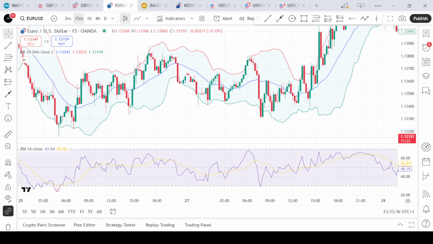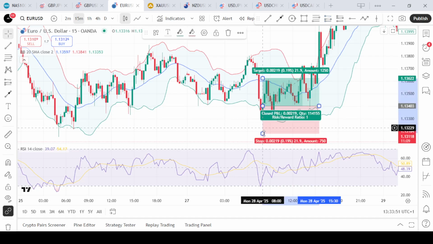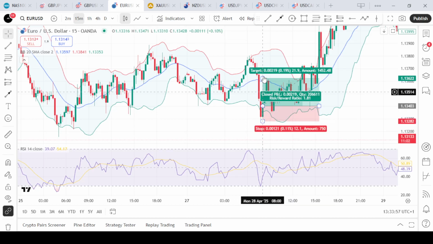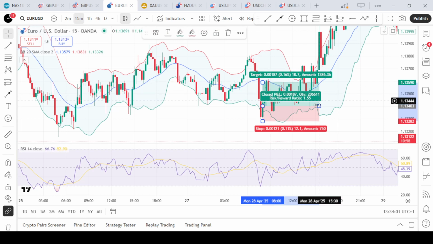How do you execute your trade? You would enter a long position near the lower band and target the middle band. Let's say you enter a buy position at this area, close to where you notice price has bounced off your lower band, stop loss just below, and you aim for the middle band, which will give us a 1:1.5.